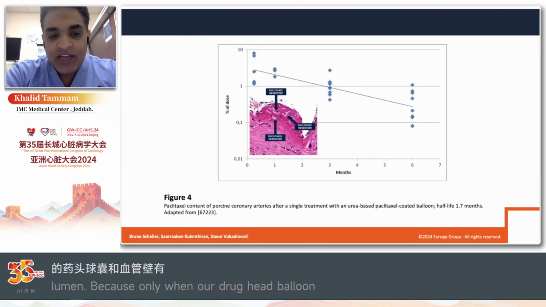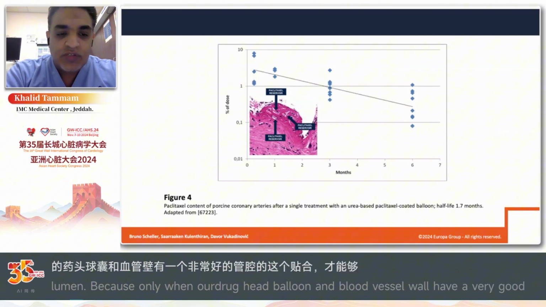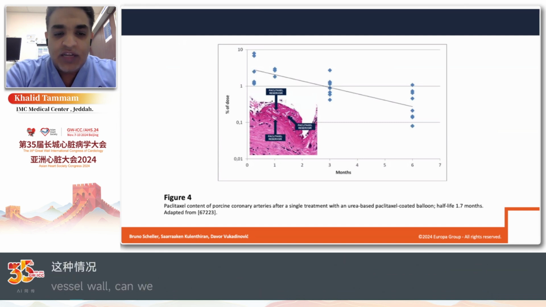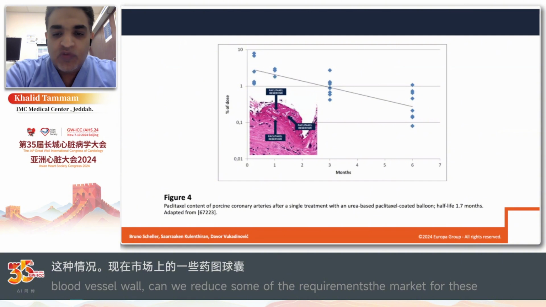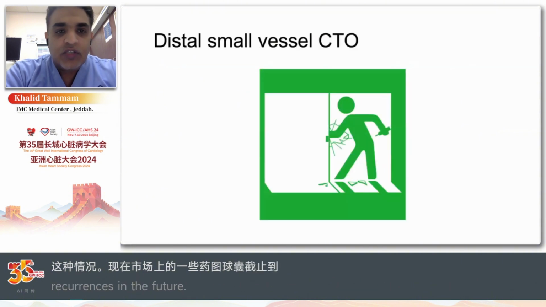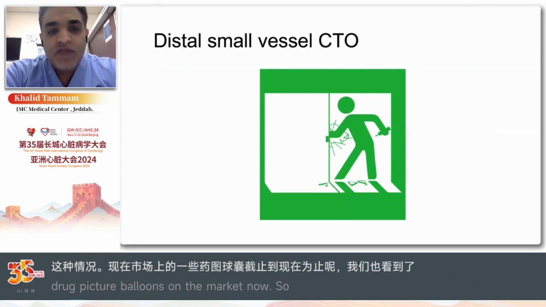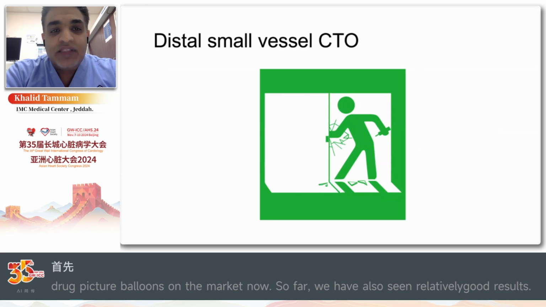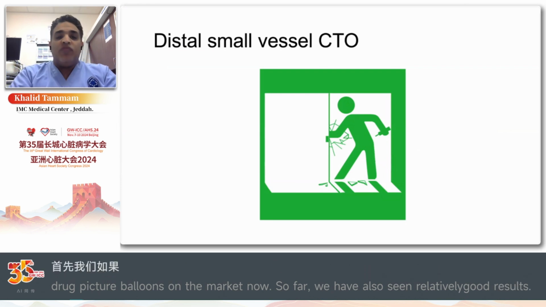Of course, we have the paclitaxel and the sirolimus drug-eluting balloons, which are starting in the market, and I think paclitaxel has been showing superiority so far over the sirolimus drug-eluting balloon. So the role of the drug-eluting balloon in CTO is still limited to small vessel disease.